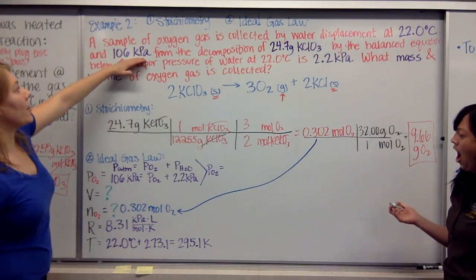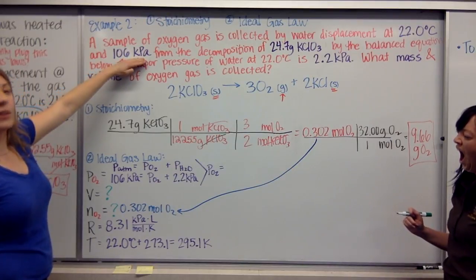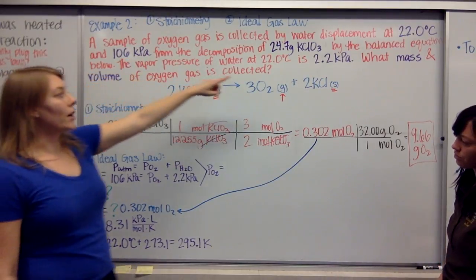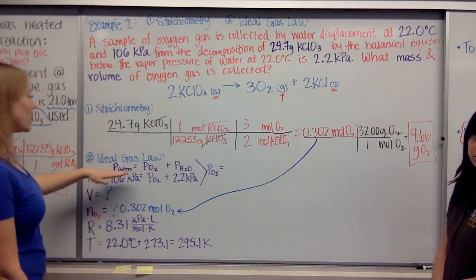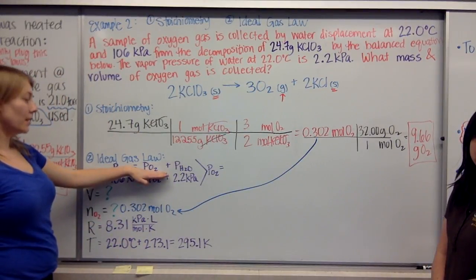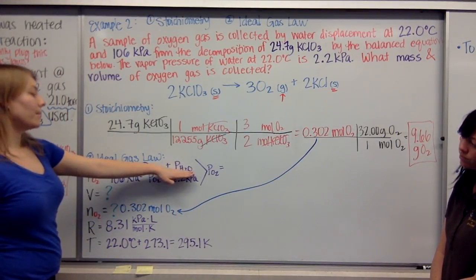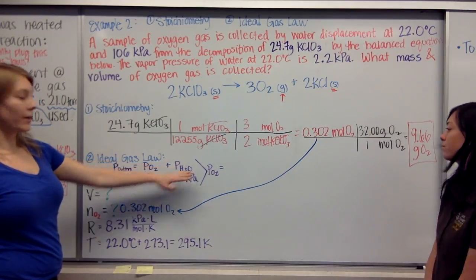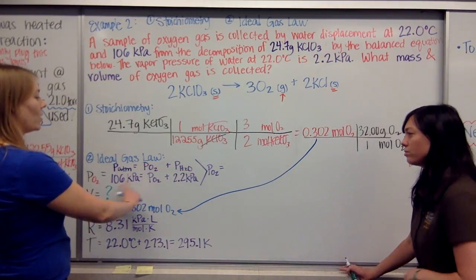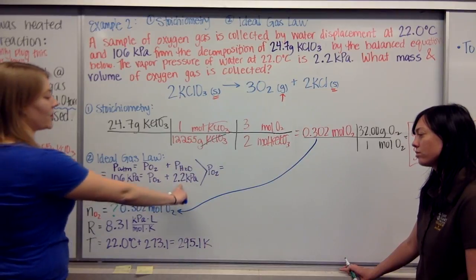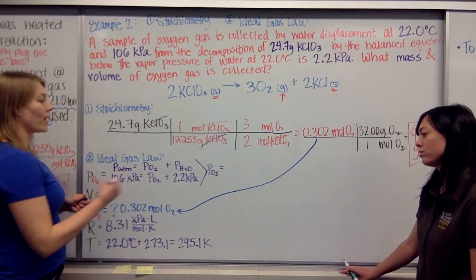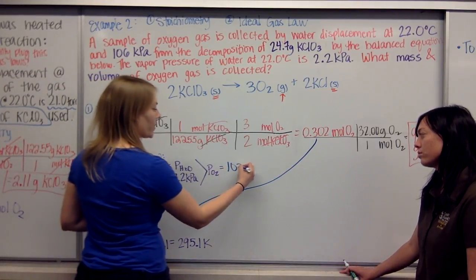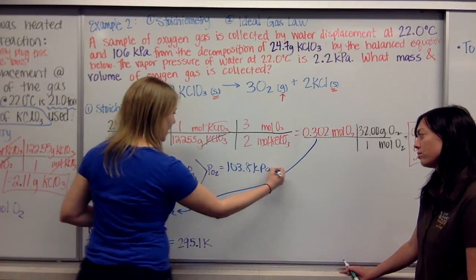All right, so we have 106 kPa is our atmospheric pressure, and the vapor pressure of water is 2.2 kPa. We know that the atmospheric pressure is equal to the partial pressure of oxygen plus the partial pressure of water vapor. Okay, so if we plug this in, 106 equals partial pressure of oxygen plus 2.2 kPa. We get a partial pressure of oxygen of 103.8 kPa.